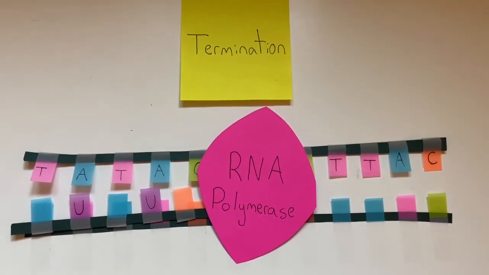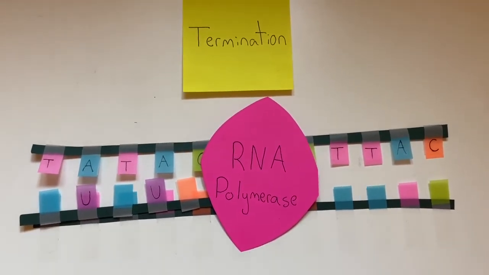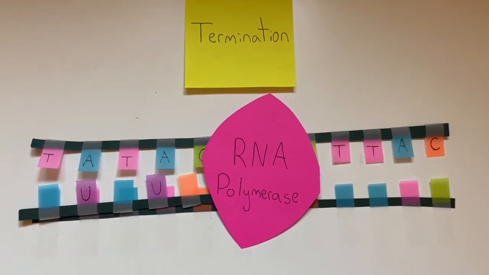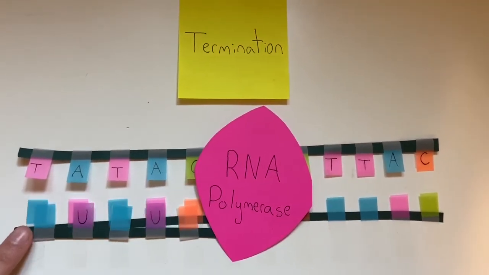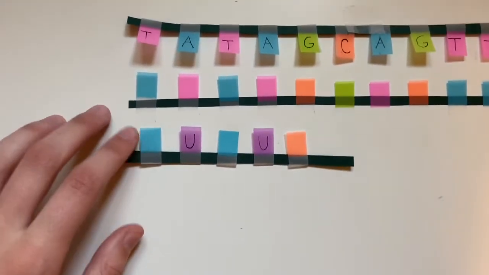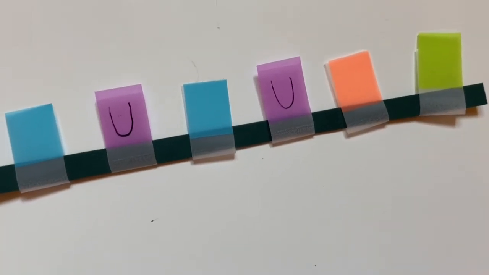The final step is termination. This occurs when a DNA sequence in the template strand causes the RNA polymerase to stop making mRNA. This pre-mRNA detaches with the RNA polymerase, but it stays in the nucleus for modification. To see modification, we need to zoom out.